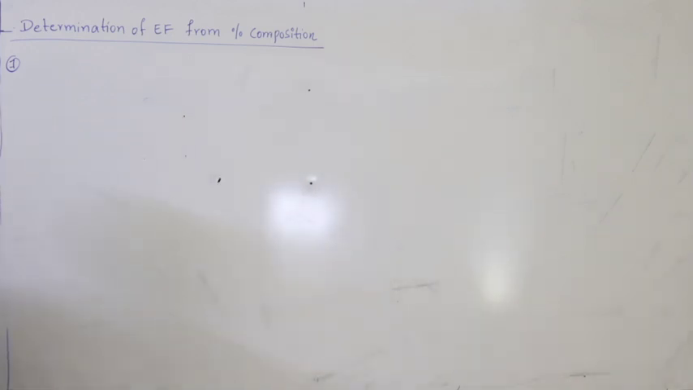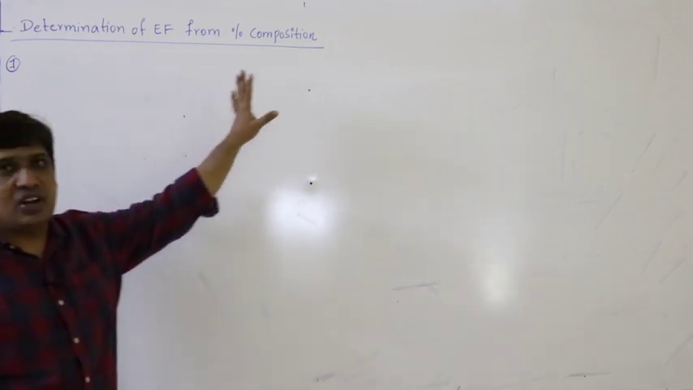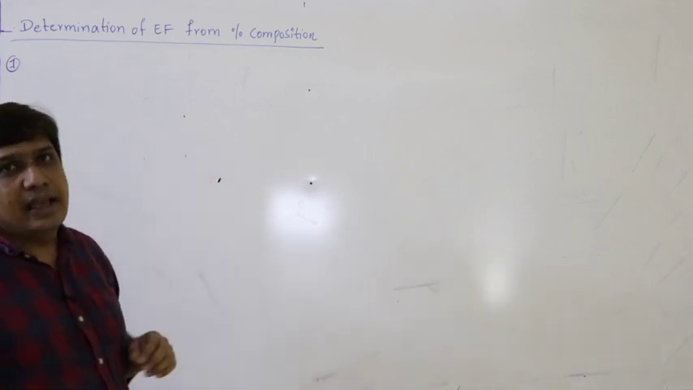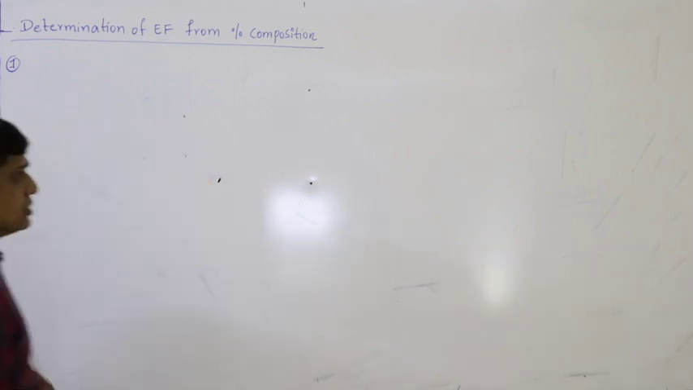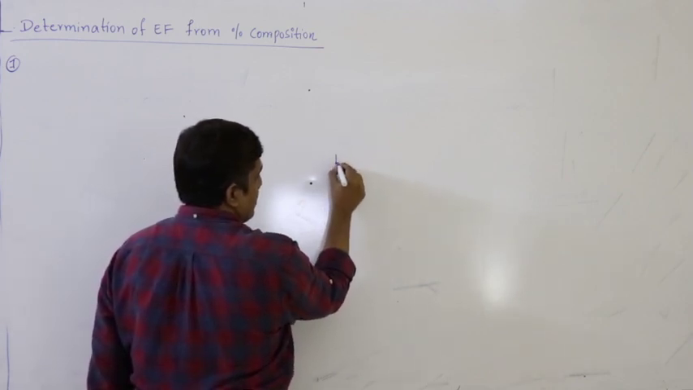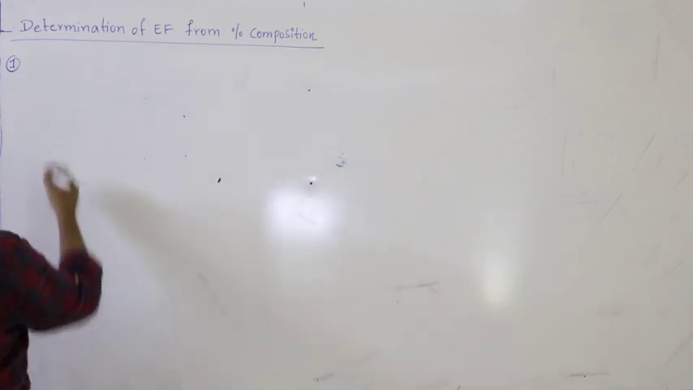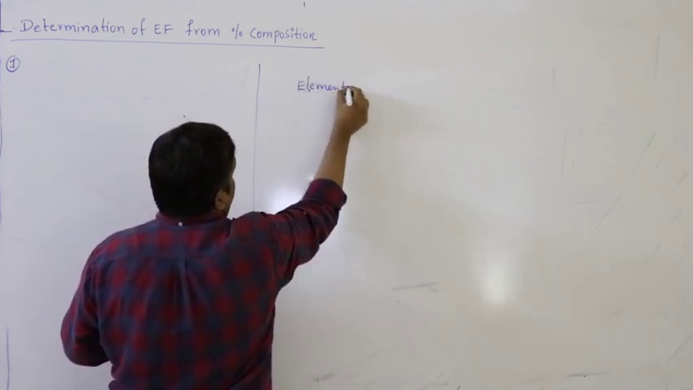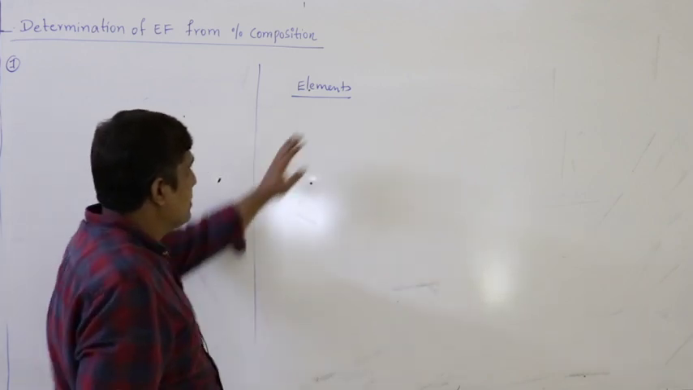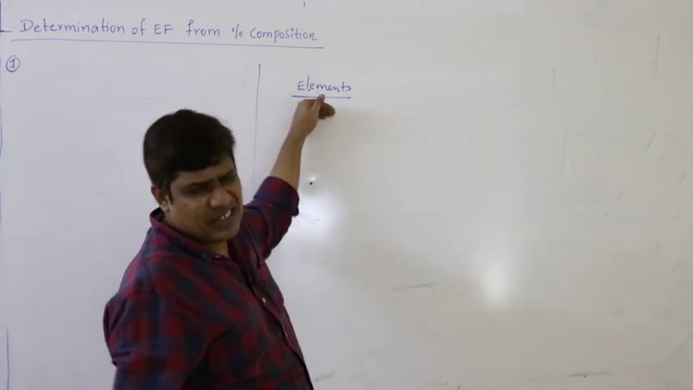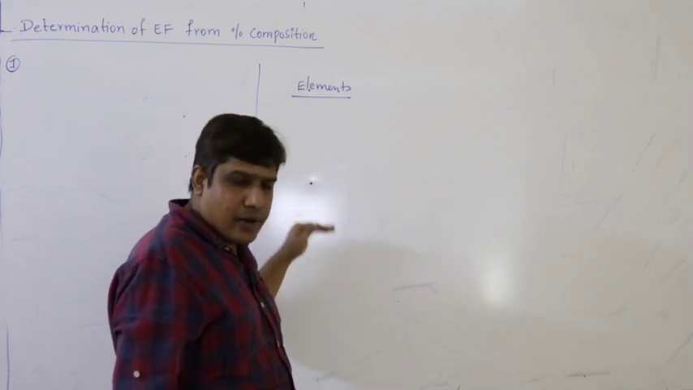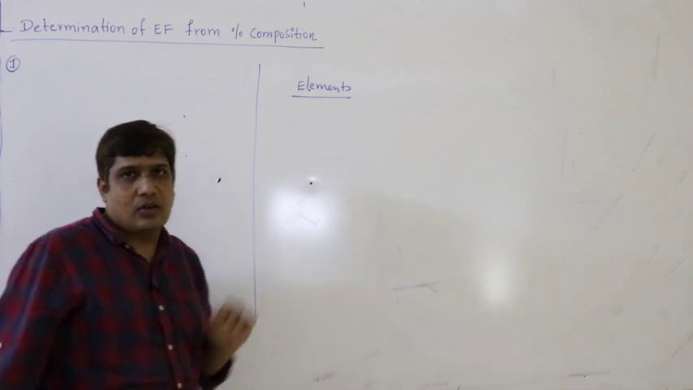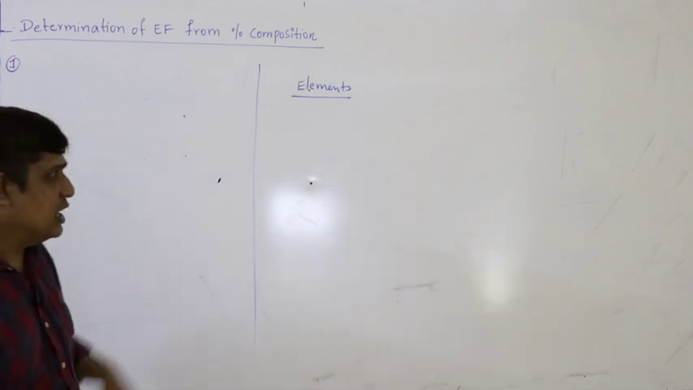So what is the first thing we have to do? Write the percentage composition of each element. So first you write a box like this. Element symbol: you have to write the symbols of each element. If carbon is present, write C, hydrogen present, write H, nitrogen N, sulfur S, oxygen O, halogens the corresponding halogen. So write the symbols of each element.